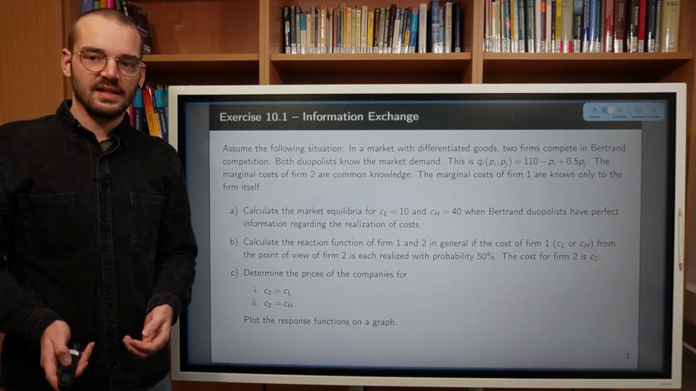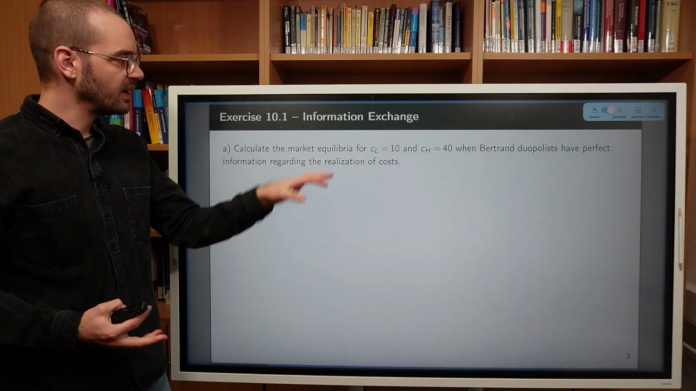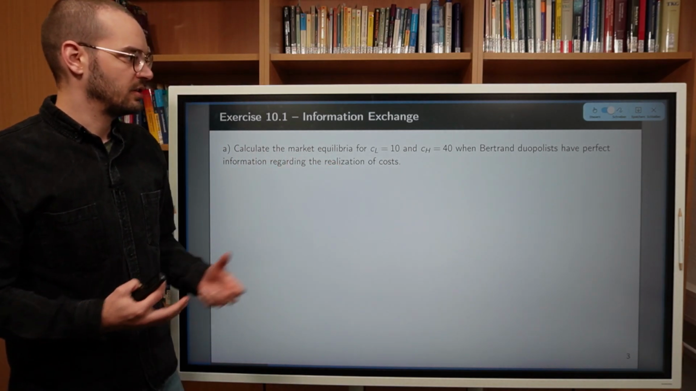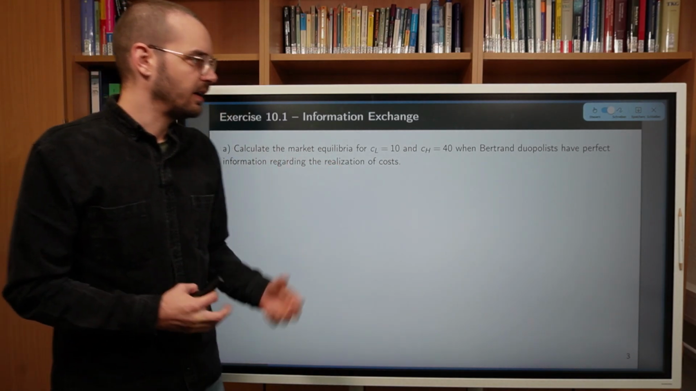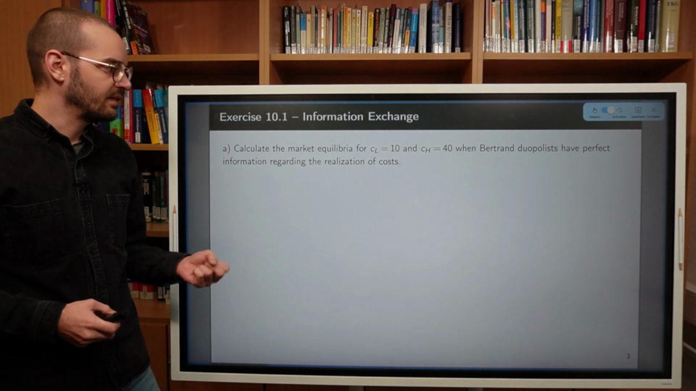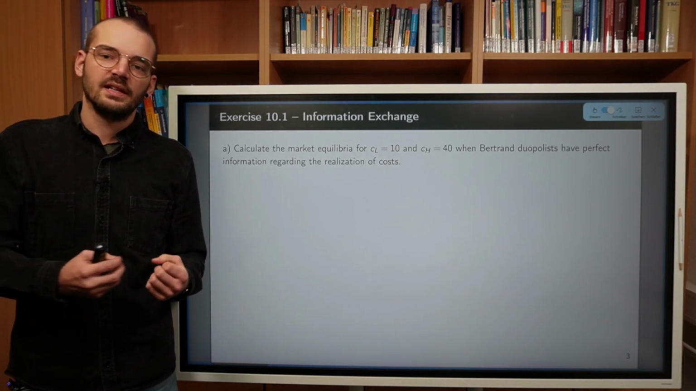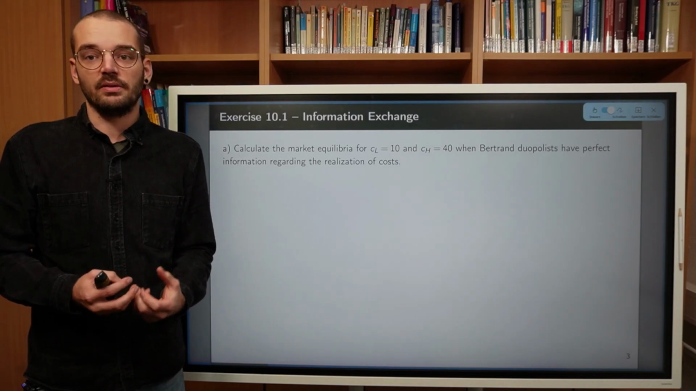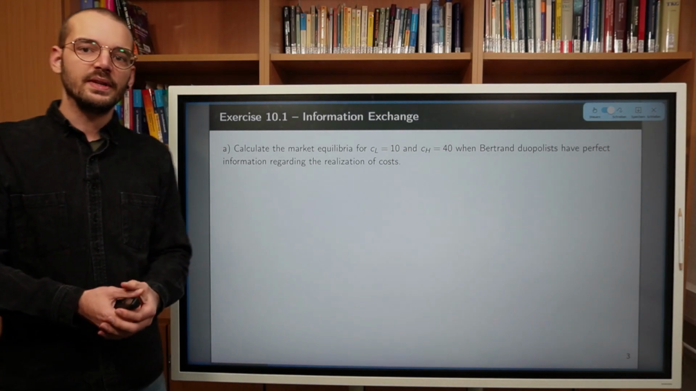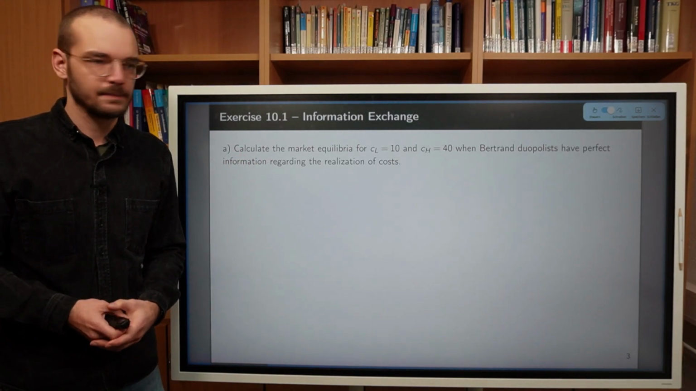Alright, now as a starting point, we are going to calculate the market equilibria for low marginal costs of 10 and high marginal costs of 40 when both Bertrand duopolists have perfect information regarding the realization of costs. So we are basically simplifying the model in order to create a benchmark situation, so we can use this as a reference point for future results.